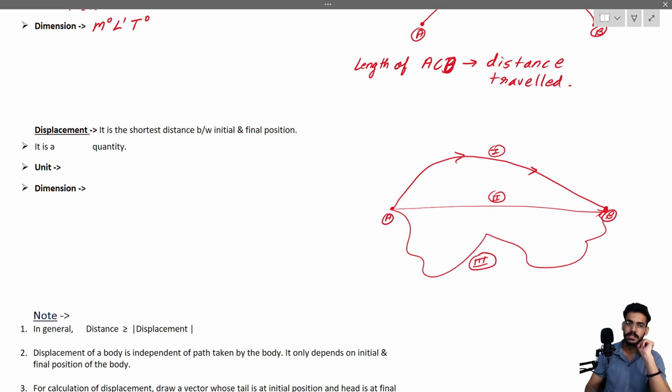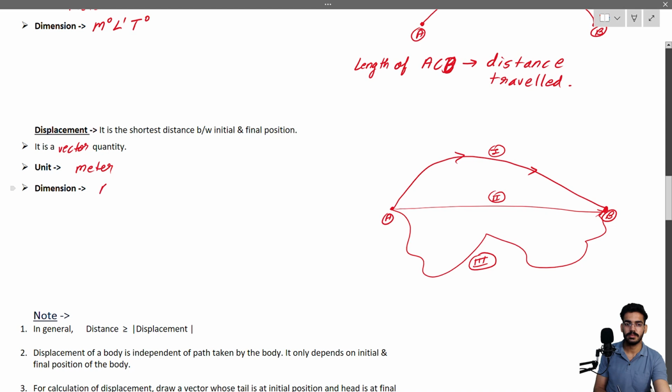We define that displacement is a vector quantity. The end of the vector is where the motion ends, where it is stopping or where you are taking the end point. That is the head of the vector. And from where you are taking the starting point, that is the tail of the vector. It's a vector quantity, the unit will be meter, and the dimension will be M0 L1 T0.